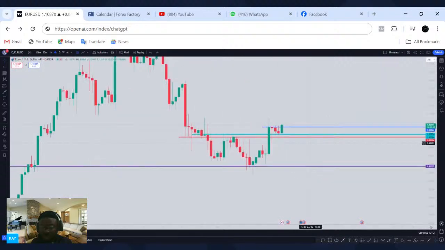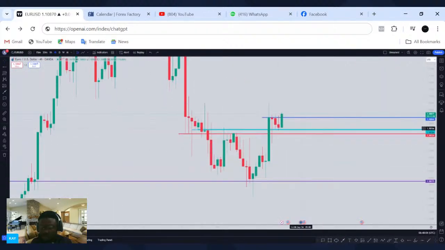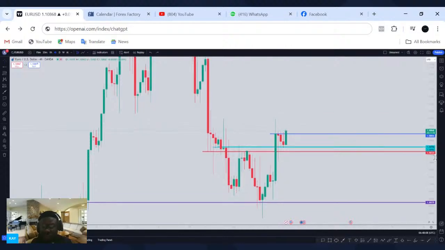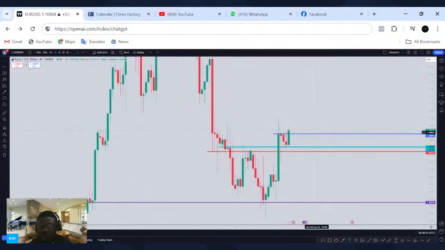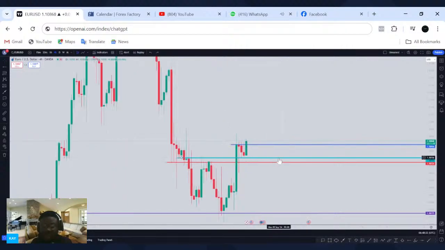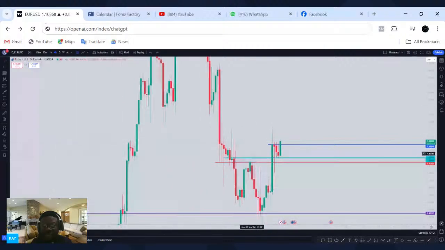You have to be very calculative. So let's see. The best thing is if this H4 candle creates a support, then the buy is going to be a massive buy. You get it? It's going to be a massive buy. But this is an ongoing candle.